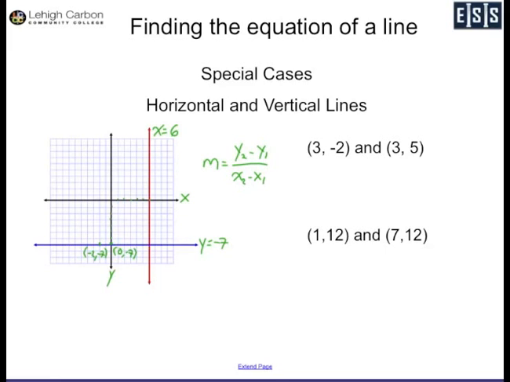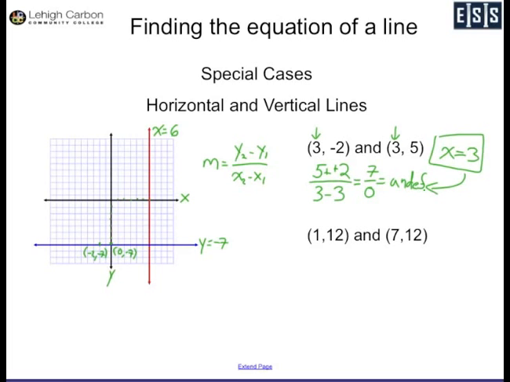For our first set of points, we have 3, negative 2, and 3, 5. y2 is 5, minus y1 is negative 2, over x2 is 3, minus x1 is 3. 5 minus negative 2, that's plus a positive, that's 7 over 0. 3 minus 3 is 0. We're not allowed to divide by 0. This is undefined. Whenever you have a slope that is undefined, that is a vertical line, which means this is going to be x equals 3. Which, if you look at your points, they both have the same x-coordinate, 3 and 3. So no matter where you are on the line, x equals 3, you have an undefined slope.